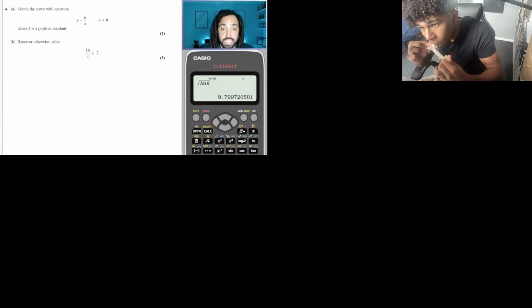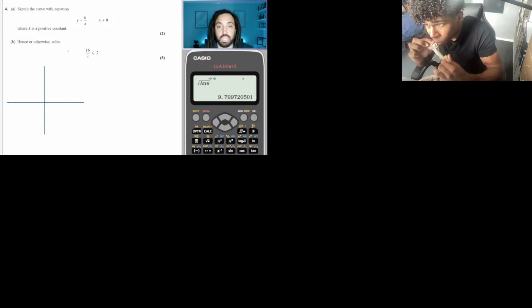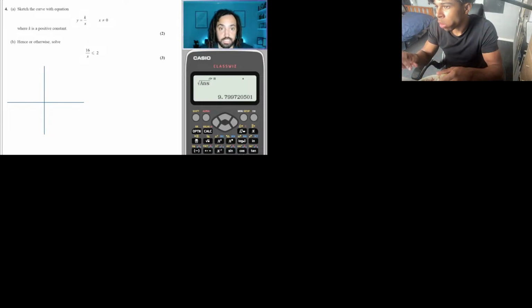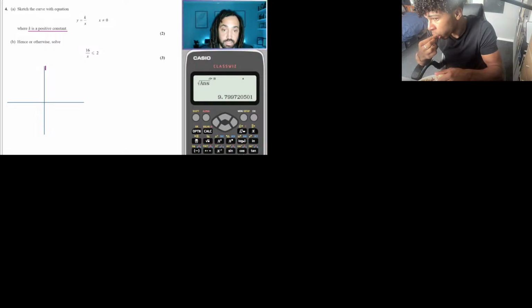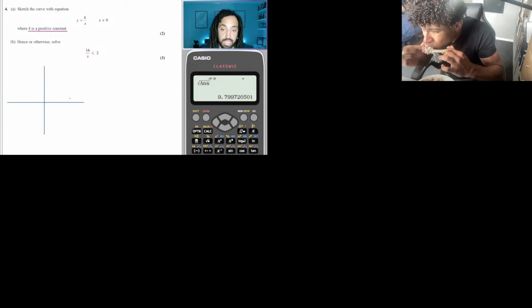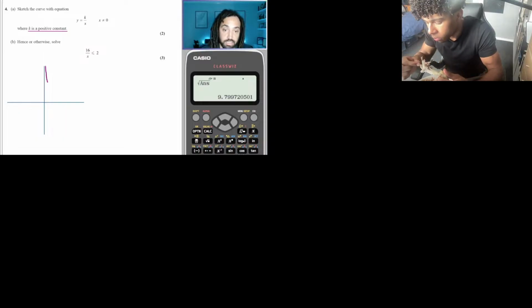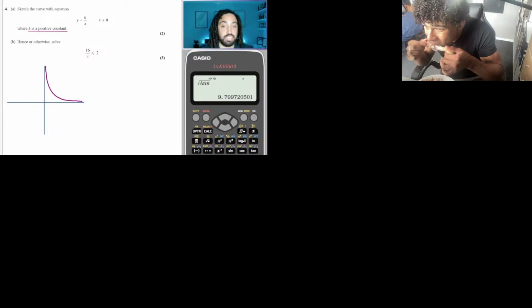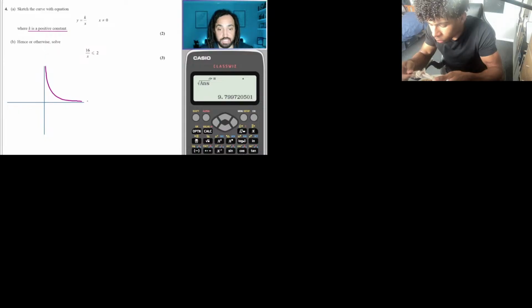Okay, question 4. We're sketching a curve, and that happens to be a reciprocal graph because it's a constant over x. Now, they all look the same regardless of what the constant is, unless it's positive or negative, that's when it will change. If it's positive, then it's going to be really close to the y-axis when x is small. It's going to arc down like this, and then it's going to be really close to the x-axis when x is large. So it's going to come down like this, and it's always going to be decreasing on that side.